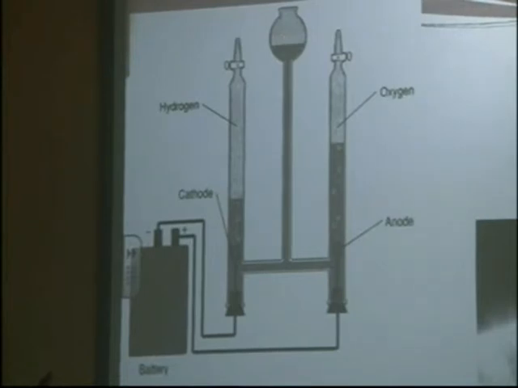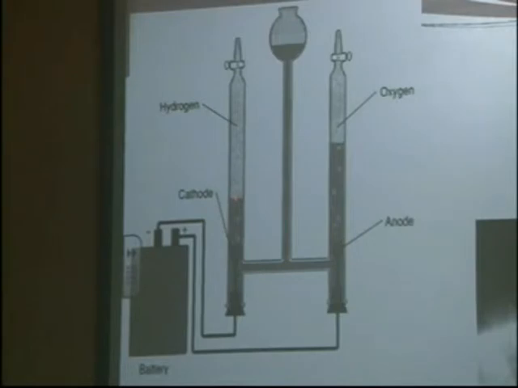From here, water is poured inside this apparatus, and then the tap there is closed. Now, the electric current passes through, and then breakdown takes place. At the cathode, hydrogen is produced, and at the anode, oxygen is produced.